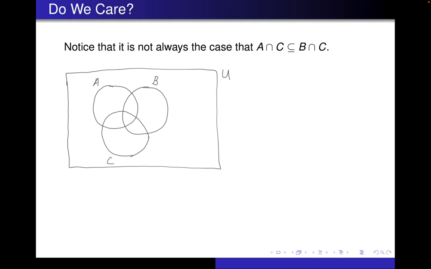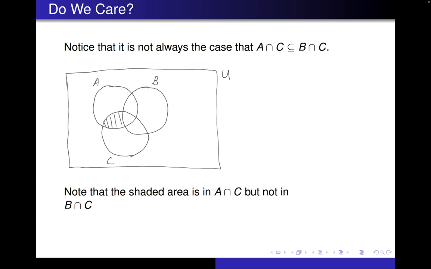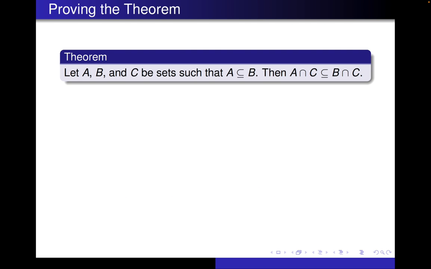Now, I do want to point out that it may seem obvious that A intersects C is a subset of B intersects C, but that's not always the case. For instance, if I look at that shaded region there, those are elements that are in A intersects C, but not in B intersects C. So this follows from the additional assumption that we have A as a subset of B. We need that additional assumption in order to get this. In other words, A intersects C is not a subset of B intersects C in general.